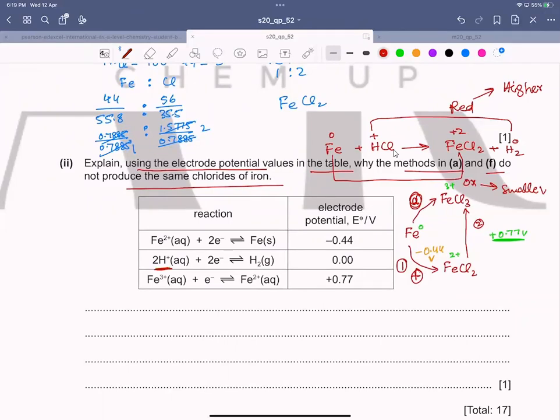If you compare these two, hydrogen has a reduction potential of 0.00, and when iron 2+ has to be oxidized to Fe3+, its value is 0.77, which is higher than the hydrogen one. So it means hydrogen cannot oxidize iron 2+ to iron 3+. Is it clear?